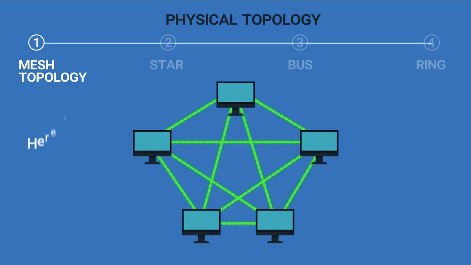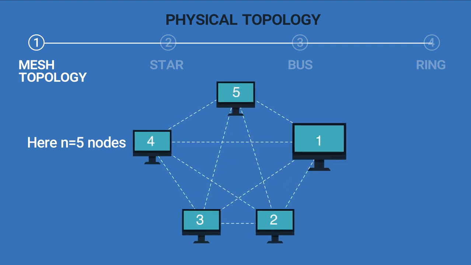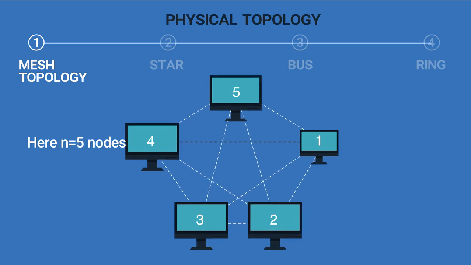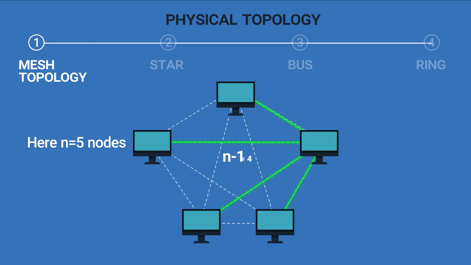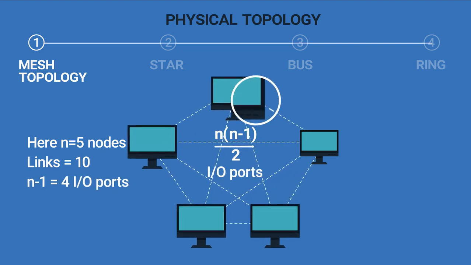To find the number of physical links with n nodes, we first consider that each node must be connected to every other node, meaning that every node must be connected to n-1 nodes. If each physical link allows communication in both directions, or duplex mode, we can say that in a mesh topology, we need n(n-1)/2 duplex mode links. To accommodate those links, every device on the network must have n-1 I/O ports to be connected to the other n-1 stations.